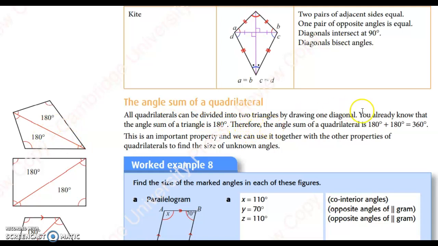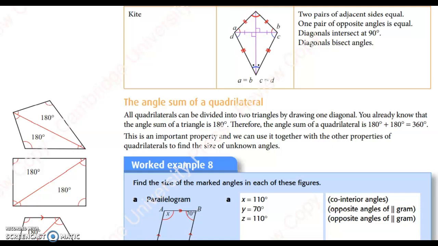Also, you already know that the sum of angles in a triangle is 180 degrees. So here is 180 degrees, here 180 degrees. If we add up all of the angles in a quadrilateral, it will be 180 degrees plus 180 degrees, which is 360 degrees. So this is an important property, and we can use it together with the other properties of quadrilaterals to find the size of an unknown angle.